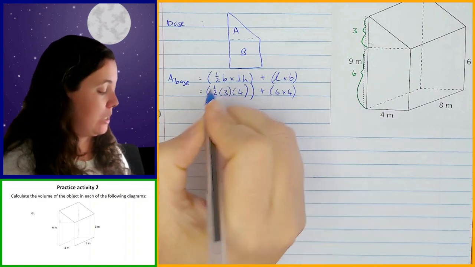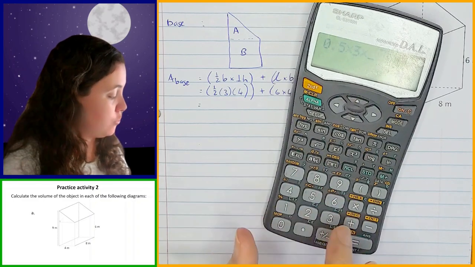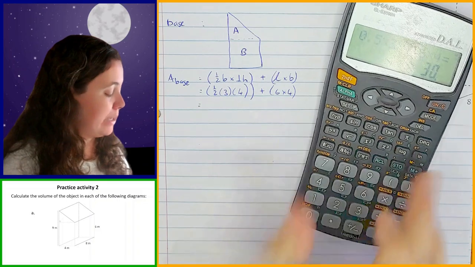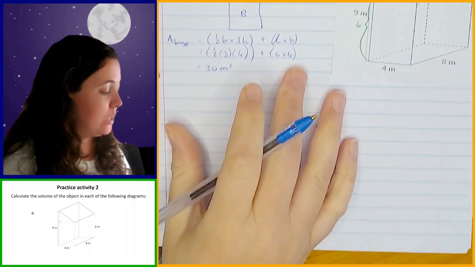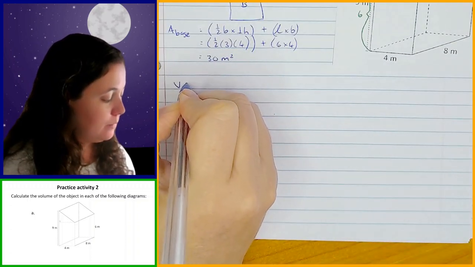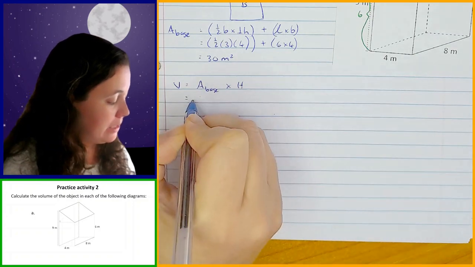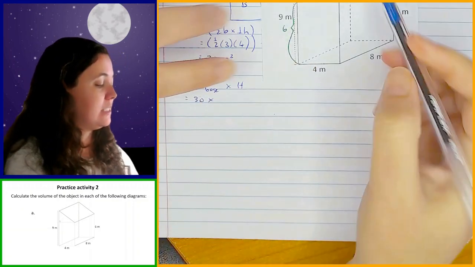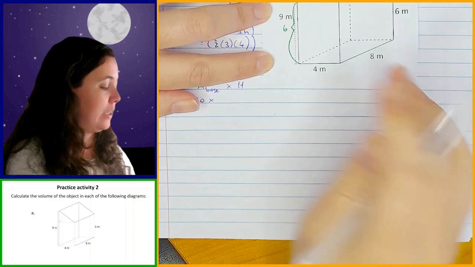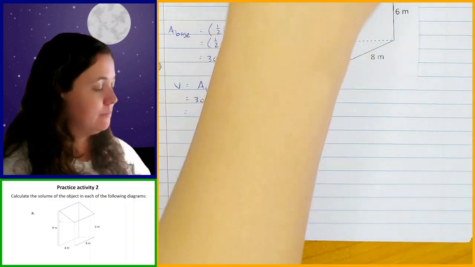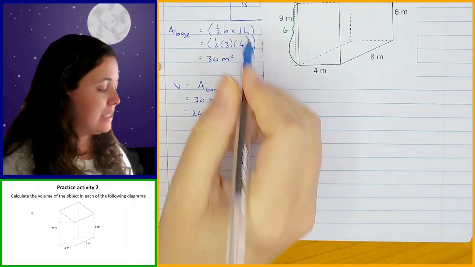Right, so then I can go and I can work out the area. So I've got 0.5 or half times 3 times 4, that's for the triangle, plus 6 times 4 for the rectangle, and that gives me 30. So the area of my base is 30 meters squared. Then I can work out the volume of the whole prism by saying the area of the base times the height, and that gives me 30 times the height, which is the distance between the two shapes like this. So there and there, the distance between them is the 8 over here. So that's my height. And that gives me, times 8 is 240 meters cubed. So that's one way of doing it.